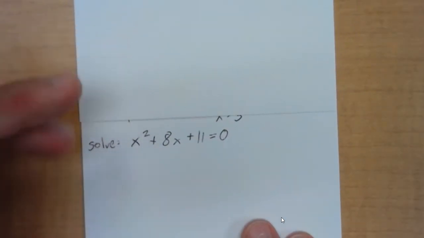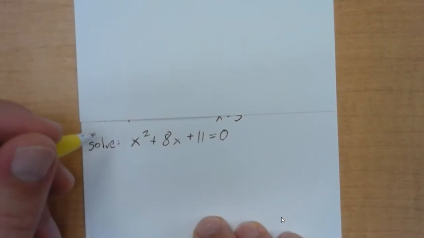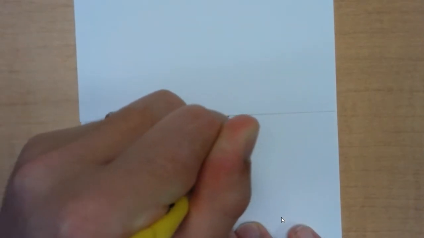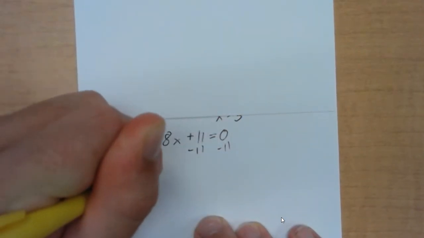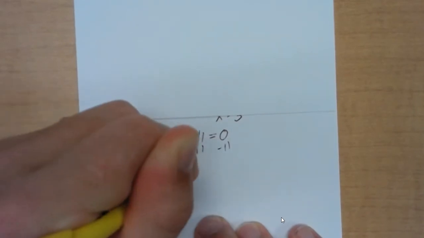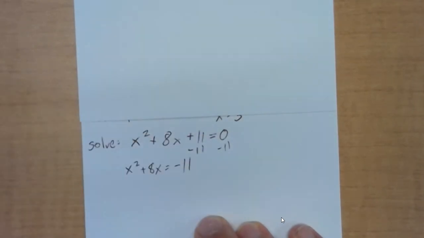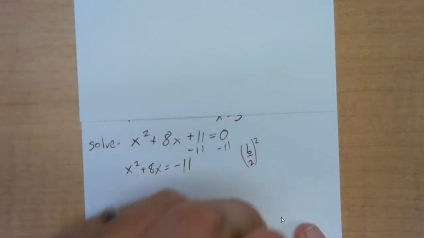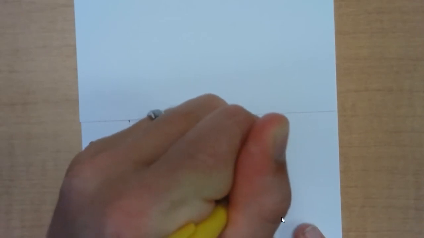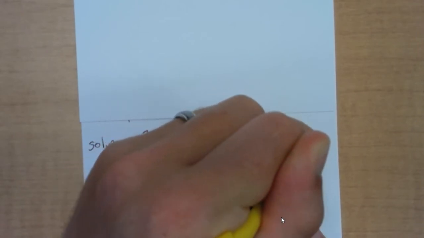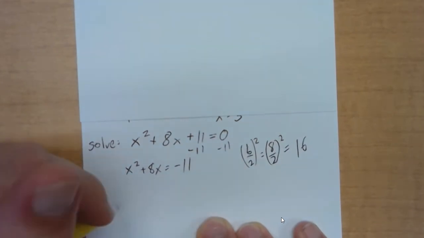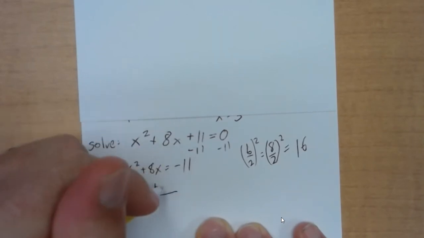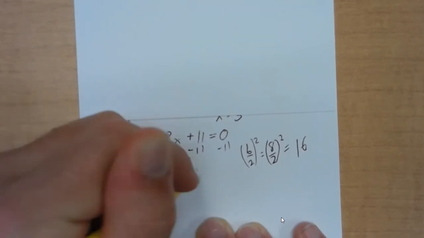Another problem. This one might not be as nice as the other one. So let's start by moving c over, subtract 11 from each side. Now we do our little side work over here where we take b over 2 squared. So in that case, that's 8 over 2 squared, which is 16. So what I'm doing to complete the square here is adding 16 to each side.